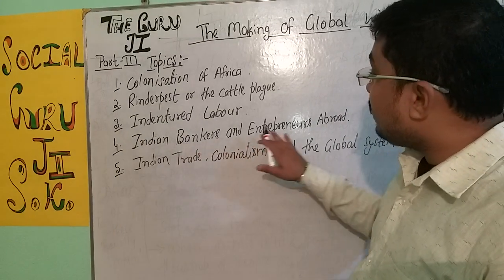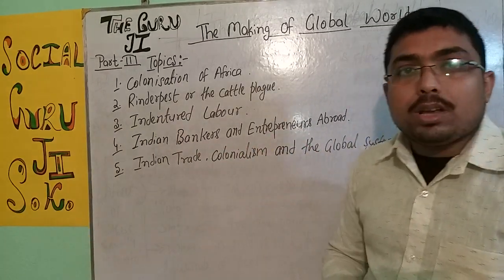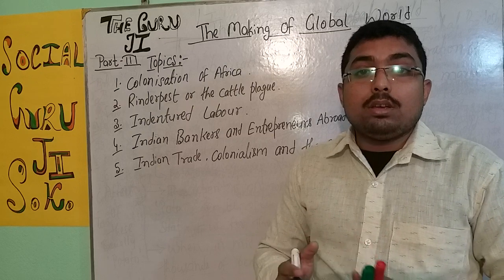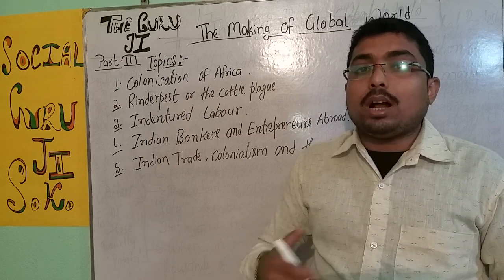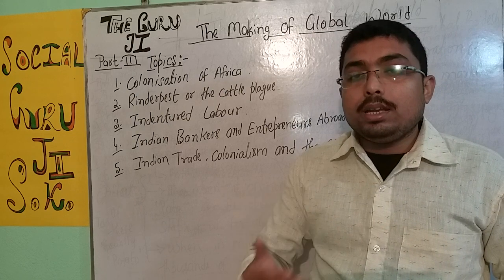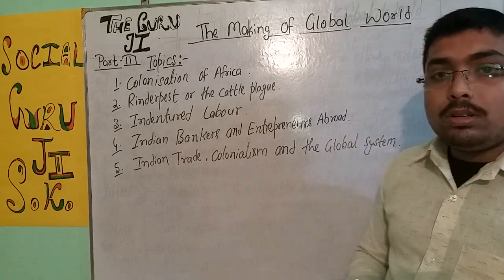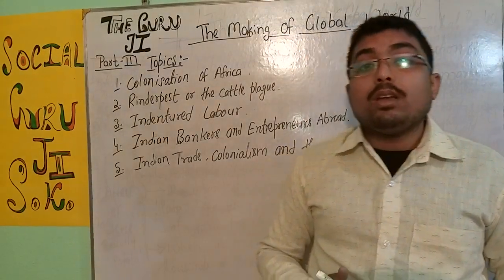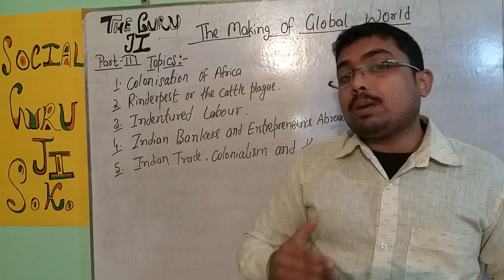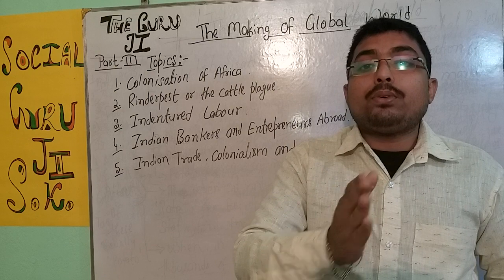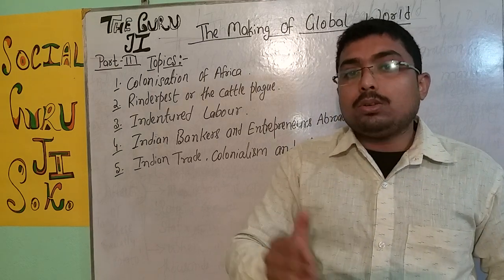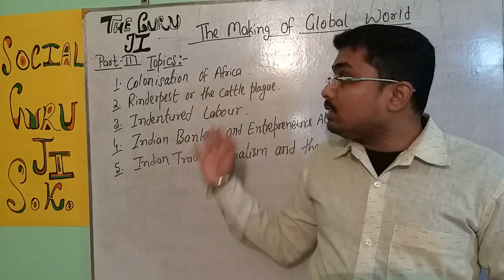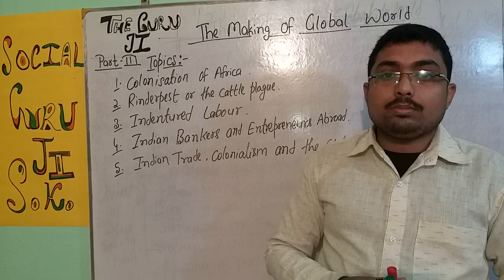The fourth is Indian bankers and entrepreneurs abroad. It means this was the time when not only the foreigners, but also such persons in India who have wealth also started contributing their money in the Indian market as well as in the foreign market. So this is the fourth topic. And the fifth one is Indian trade, colonialism and the global system. Means how India's trade and commerce boosted up in these years only for the foreigners, not for the Indians. So due to all these things, what kind of situation was created, we will read about all these things in this video.